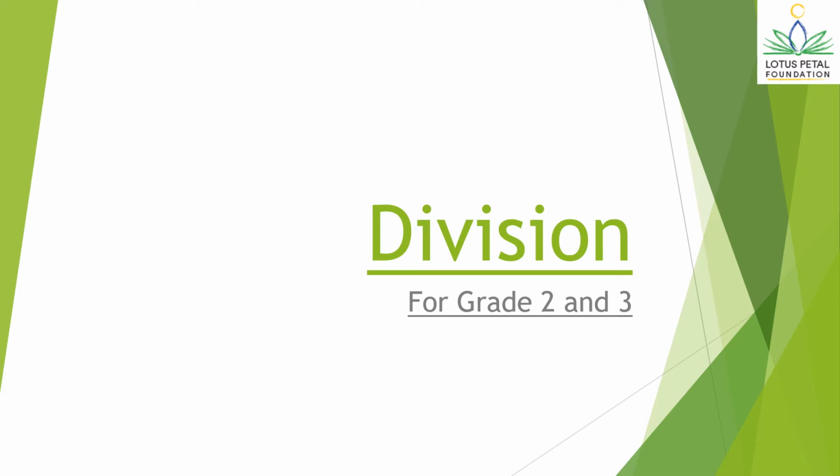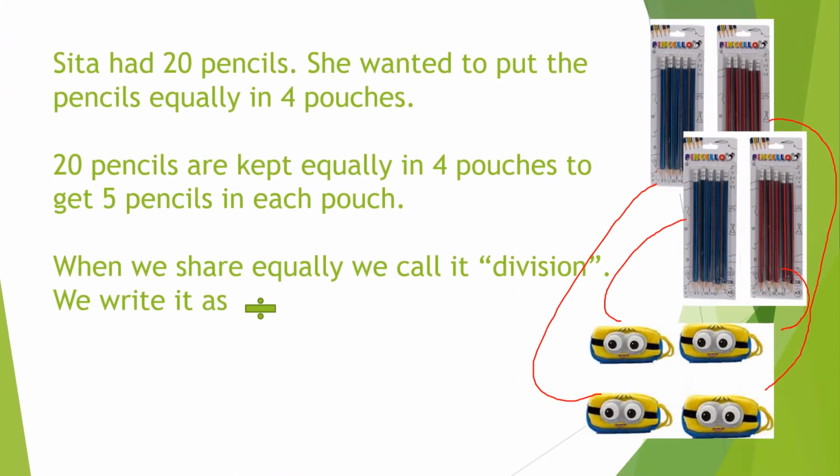Hello everyone. So today we are going to start a new topic, that is division. So Sita had 20 pencils with her and she wanted to put the pencils equally in 4 pouches, as you can see in the picture. So she kept 20 pencils in 4 pouches by putting 5 pencils in each pouch.